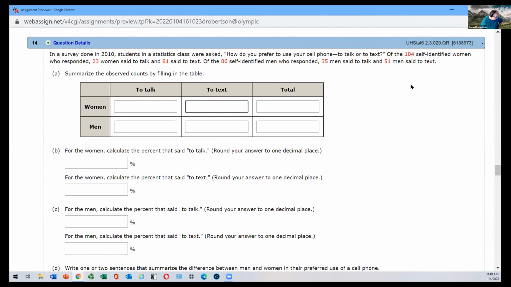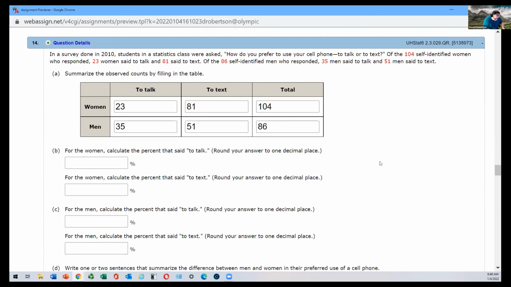And 104 of the women, so 104 goes here, 23 said they like to talk, and 81 text. And of the 86 in the men's group, 35 said they prefer to talk, and 51 of them decided to text.